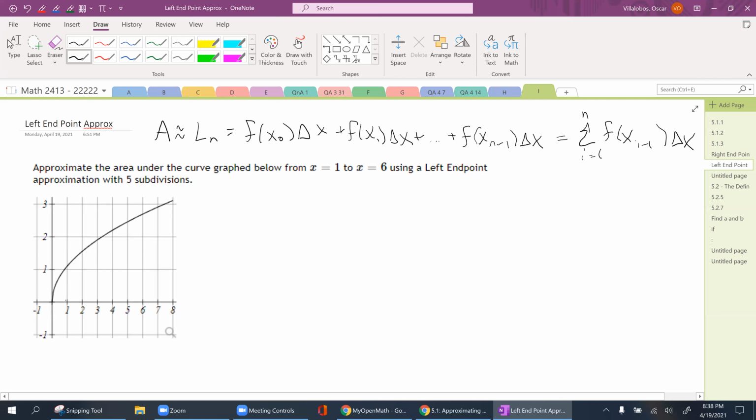So let's go ahead and do the underestimates. After you do these rectangles, you're going to ask, what do you got to do now? What you're really doing is finding the area under these rectangles.